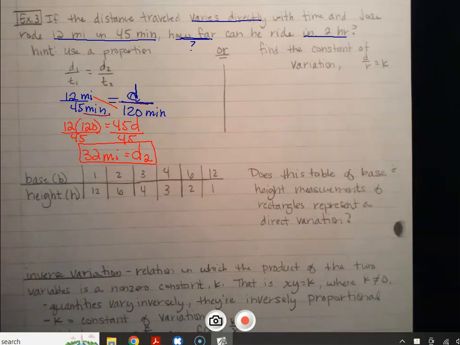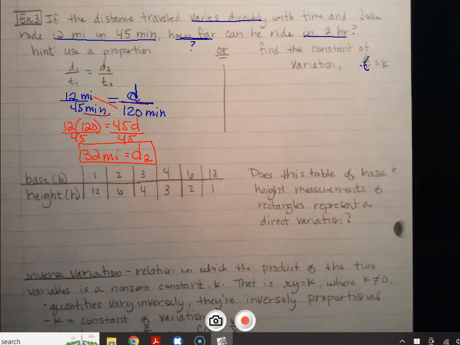Now, the other way you could solve it is to find the constant of variation. So doing this, distance over the rate is what I have there, or sorry, it should be the time, not so much the rate. Yeah, that should be a t. Okay, a couple mistakes today. I don't know what's going on. Must have been distracted when I was doing my notes.